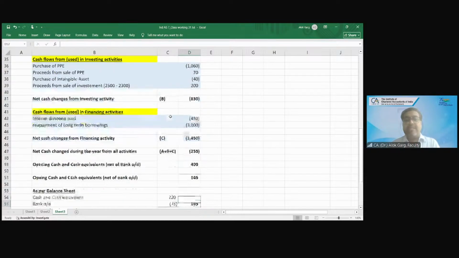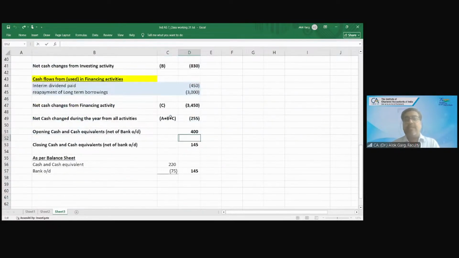What is your opening cash and cash equivalent? 460 was the opening cash and cash equivalent. 60 was the bank overdraft. So then it is your closing cash and cash equivalent. Your closing cash and cash equivalent is 145. So this is the closing cash and cash equivalent.